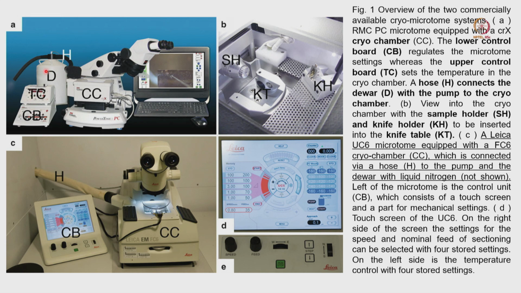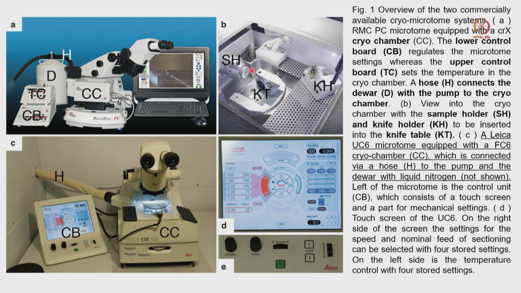Now, if you look here, you can find the upper control board, called the TC, that sets the temperature in the cryo chamber. Here there is a cryo chamber and you want to maintain the temperature. There is a liquid nitrogen dewar from where the liquid nitrogen is supplied to this particular chamber, because you have to keep your sample at liquid nitrogen temperature. Here the hose is connected to the dewar with the pump to the cryo chamber. This is the hose we are talking about. Now, we are coming to the sample holder.